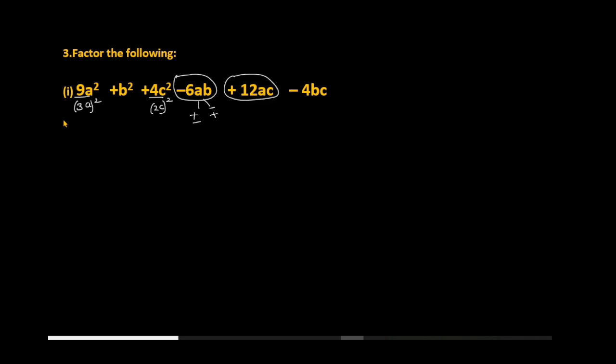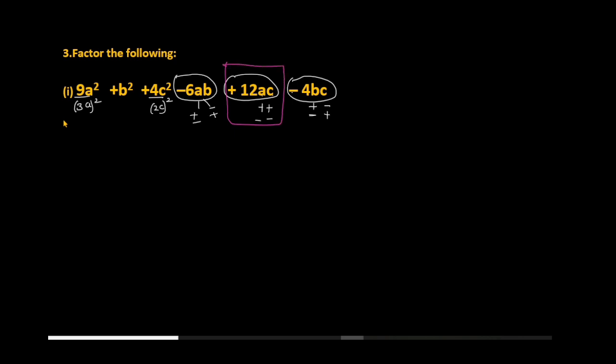Now this one, a and c both should be plus, then only we can get plus. Or both should be minus, minus into minus is plus. Now the third term, the last term, b and c. It is negative, which means if b is positive, c negative, or c positive and b negative, then only we can get the negative term. So look at this one here. This is the key for us.